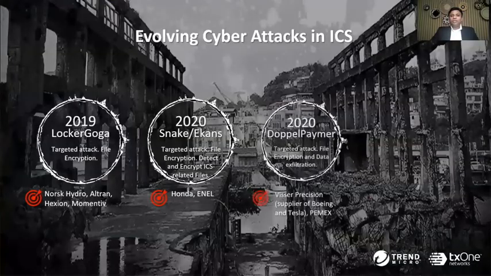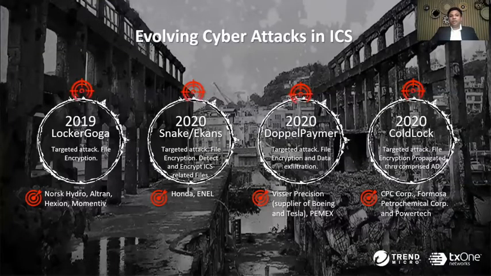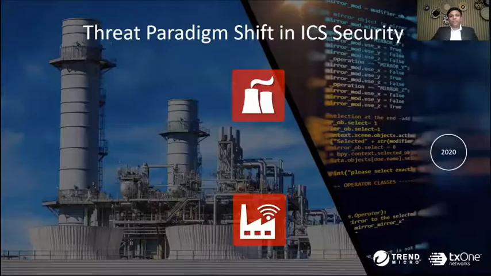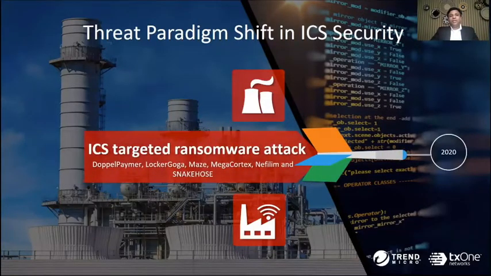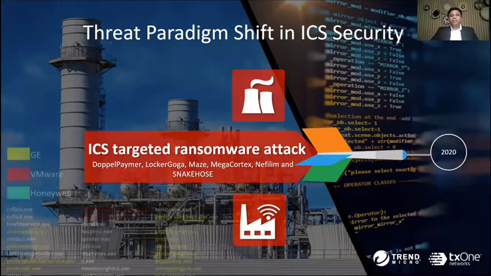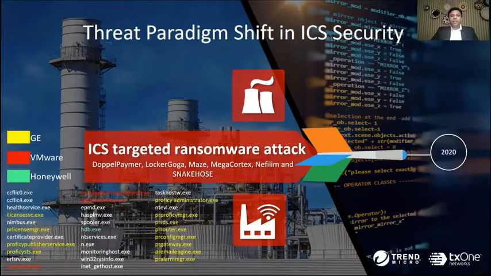These are the recent ransomware attacks from 2019 to 2020, such as LockerGoga, as well as the fresh one, Snake or EKANS, in 2020. They have seriously hit some of those smart factories and had a serious business impact on them. We could see why they are targeted towards ICS: these ransomware strains start the encryption process only if they identify processes and files related to ICS applications like GE, Honeywell, VMware, and so on and so forth.